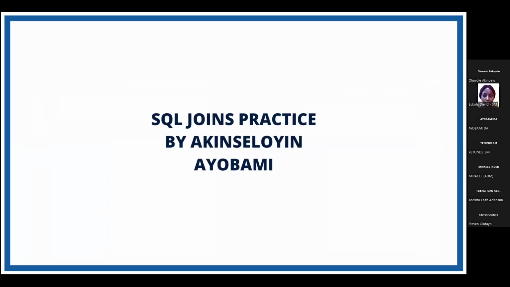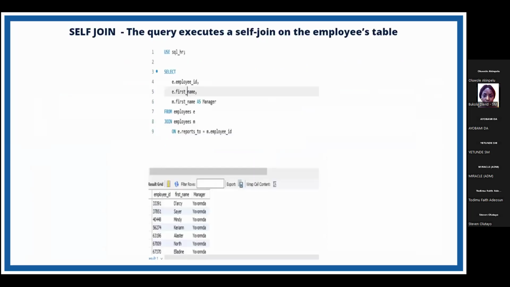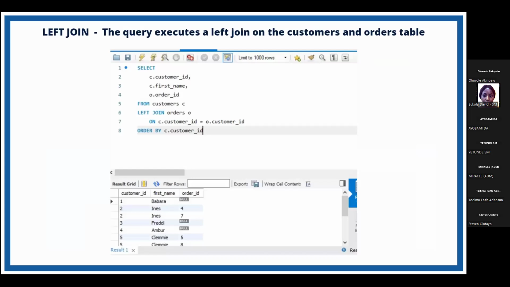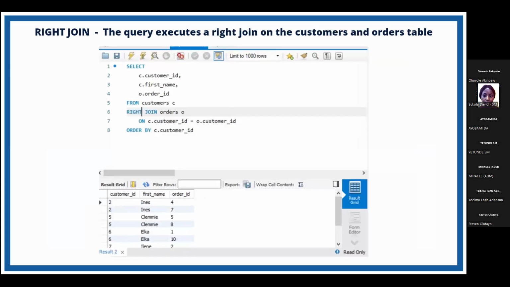So this is a SQL joins task by Ayobami. This is a self join. The query here executes a self join. The query here executes an inner join. The query in this image executes a left join on the database. The query here executes a right join.